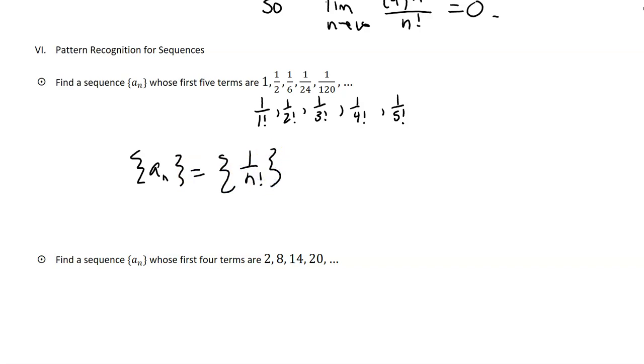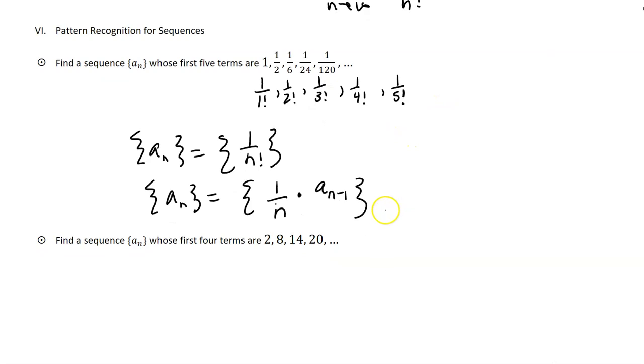Now, the cool thing about this is there's usually more than one way to think about it. Another thing you could say is a sub n is equal to 1 over n times a sub n minus 1. Now let's think about this, because I've got basically the previous term times 1 over n. So if the previous term here was 1 over 4 factorial and I multiplied that by 1 over 5, I would get, in the denominator, 5 factorial. And this one, of course, comes with the caveat that you need a base case, a sub 1 equals 1.